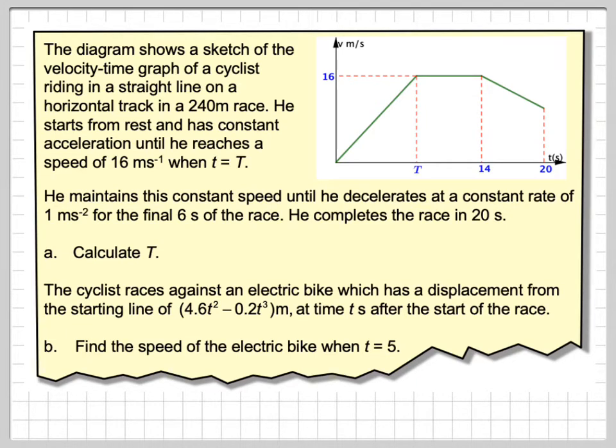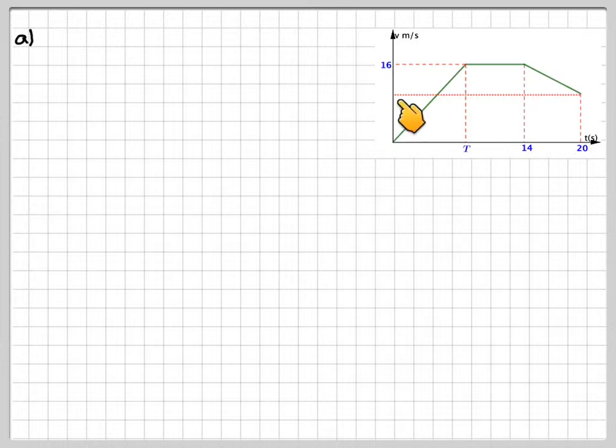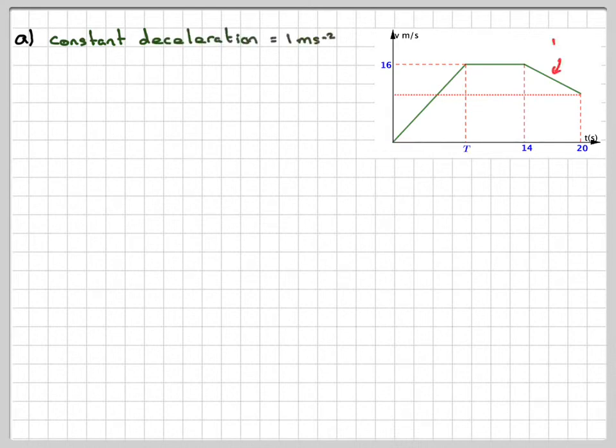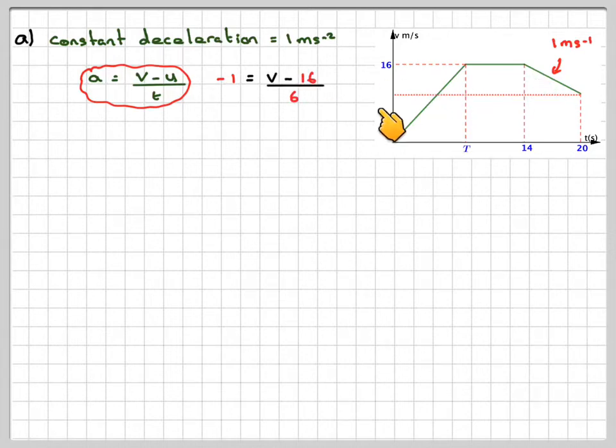Okay, doing part A, so we'll just look at the graph. What we need to find is the value of this point here. So the constant deceleration is going to be 1 meter per second squared. Acceleration is v minus u over t, so v is what we have to calculate. It will be minus 1 because it's a deceleration, equal to v minus 16 over 6. Minus 6 is v minus 16, and therefore v will be 10 meters per second.